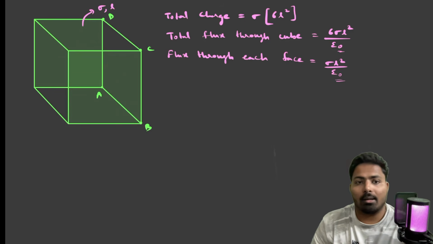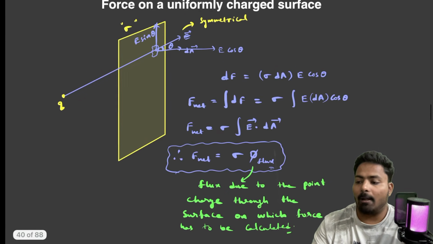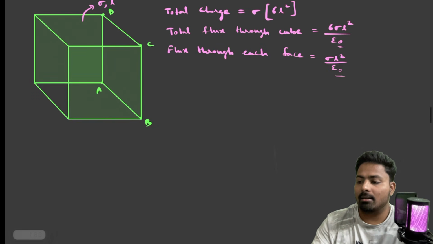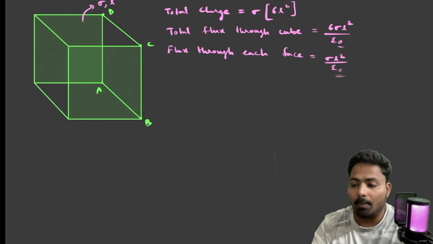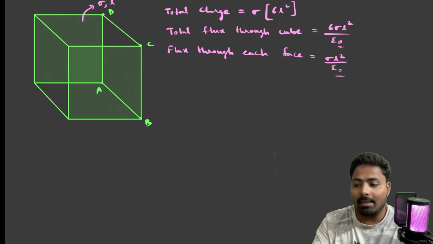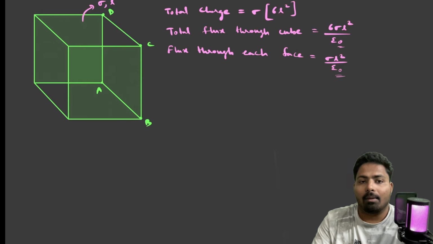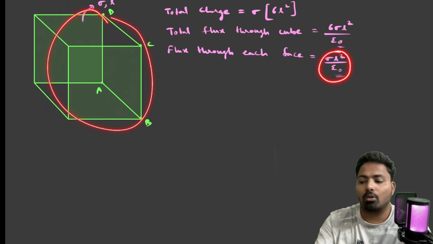But for using this formula we need to find the flux due to the remaining charges, right? Here you need to understand that in this sigma L square by epsilon naught, there is a hidden flux. Because of what? Because of this face. As we can clearly see, this face is also having a charge, so because of this charge also there will be a flux produced. So whatever flux we are getting here, sigma L square by epsilon naught, is because of the entire cube.